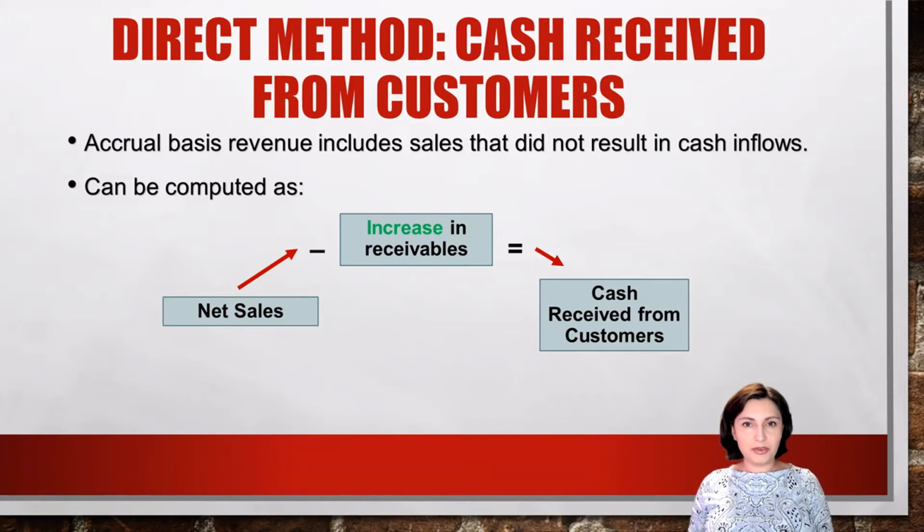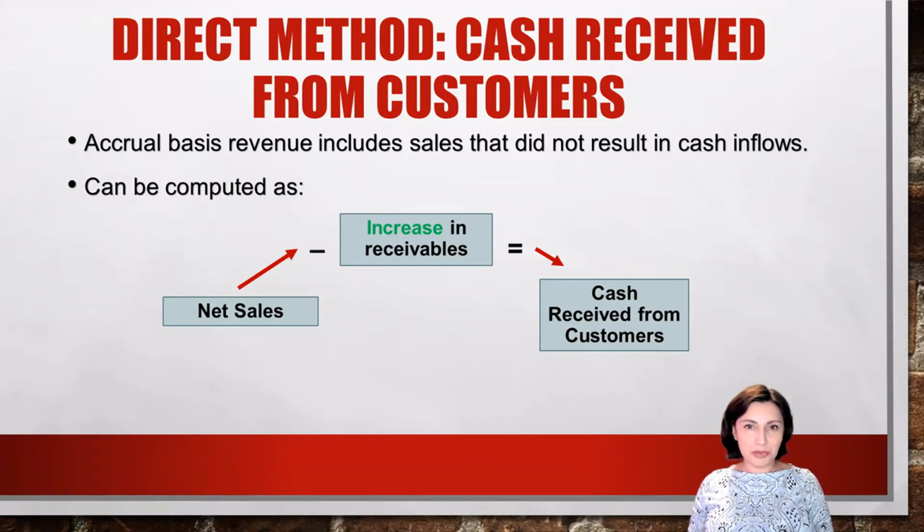If accounts receivable increases during the year, this increase is subtracted from revenue. An increase in accounts receivable means that customer charges on account exceeded customer cash payments on account during the period. This excess is used to adjust the accrual-based revenues reported on the income statement to report the total cash received from customers during the period.